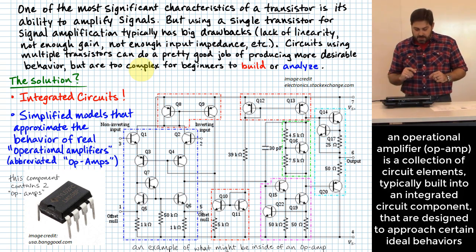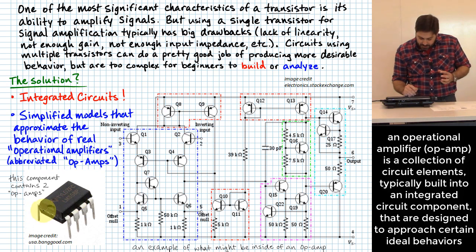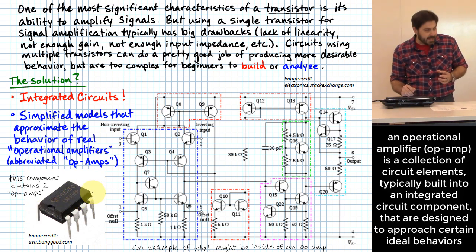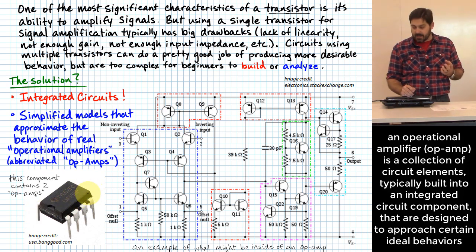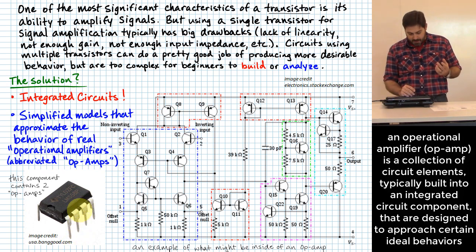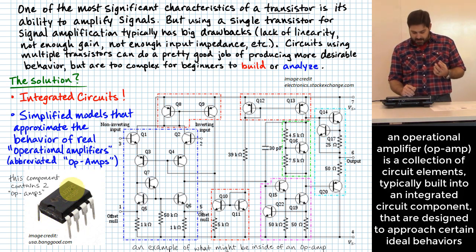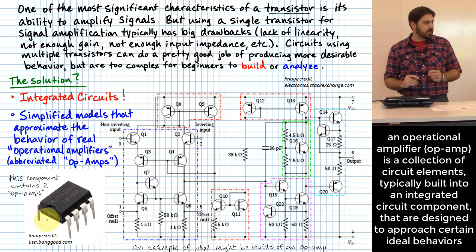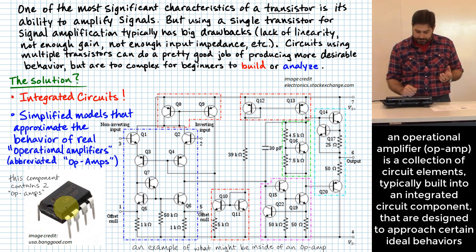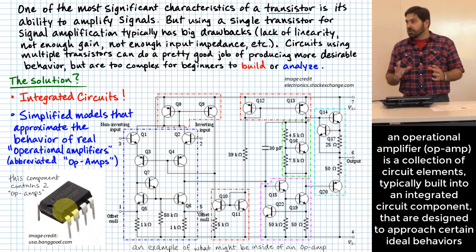Okay? And so the thing that I'm showing you down here on the left side is what that package might look like. This is called an 8-pin DIP package, DIP. And inside of that package, there are actually 2 op-amps embedded into that little circuit element that you see right there, that component. Now here's the other good news.